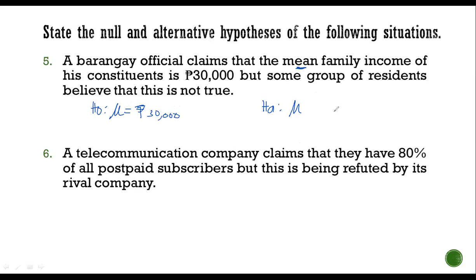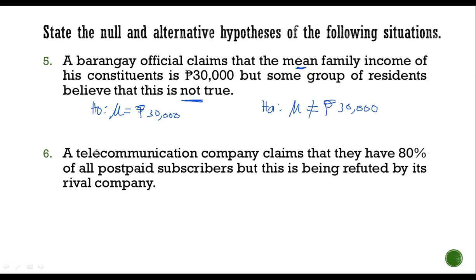The other one, but some group of residents believe that it is not true. Was there any direction? Sinabi ba niyang, dapat mas mababa kasi mahirap lang tayo? Wala naman. Dapat mas mataas kasi mayayaman naman tayo. Wala, di ba? So, wala siyang direction. Not equal to 30,000.